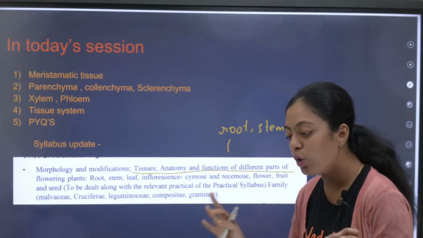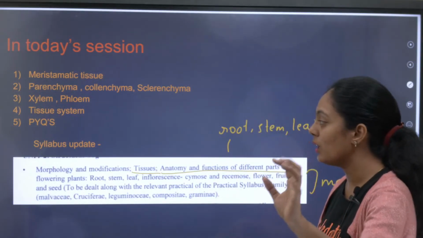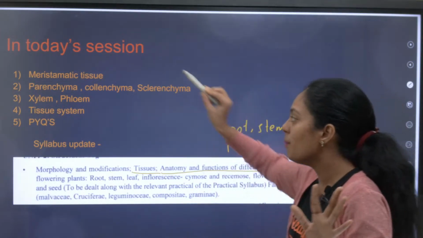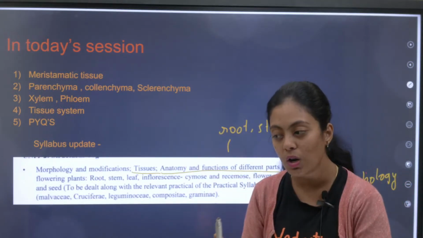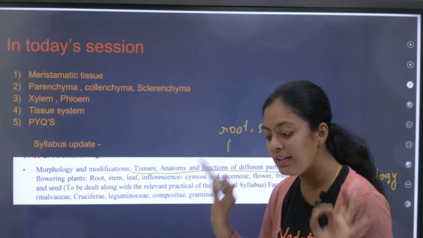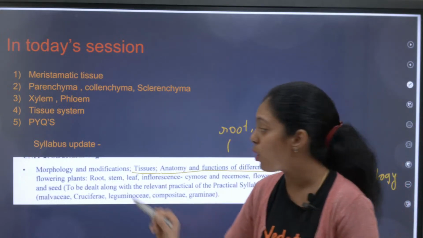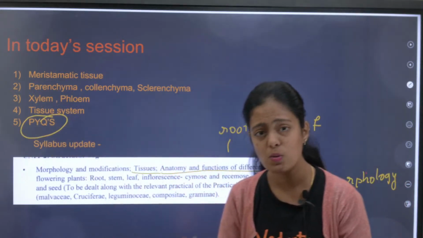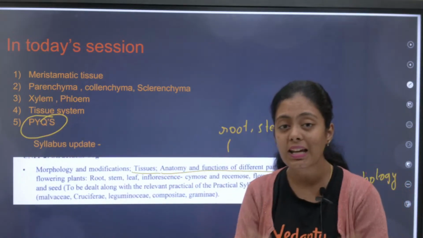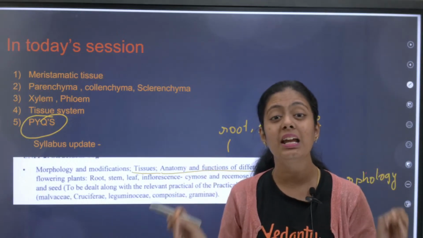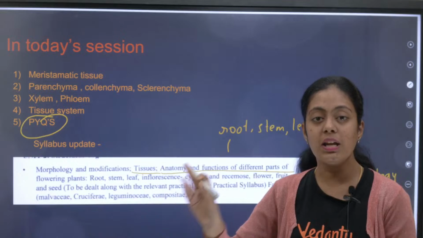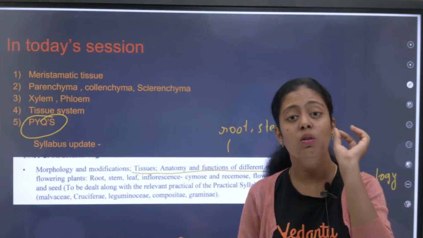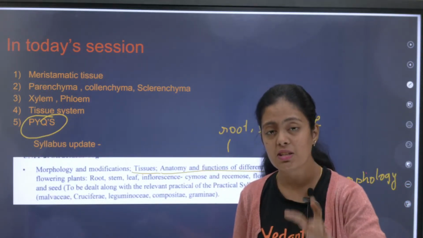Okay, what I'm going to be doing in today's session, I'm going to be doing very simple things. Meristematic tissue, I'm going to do parenchyma, sclerenchyma, collenchyma, xylem, phloem and tissue system. And very importantly, I'm going to discuss the PYQs in today's session itself. So we are going to cover the PYQs from today's topics today itself. So please do stay with me till the end. If you leave in the middle, it will be very difficult for you to understand. So stay with me till the end.